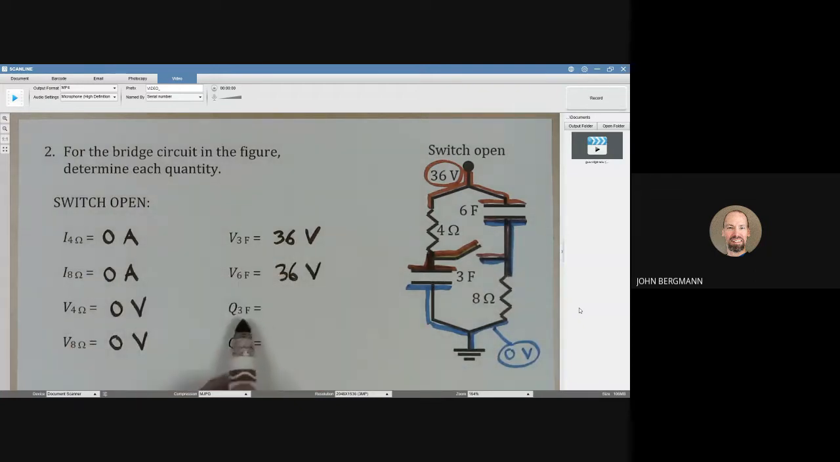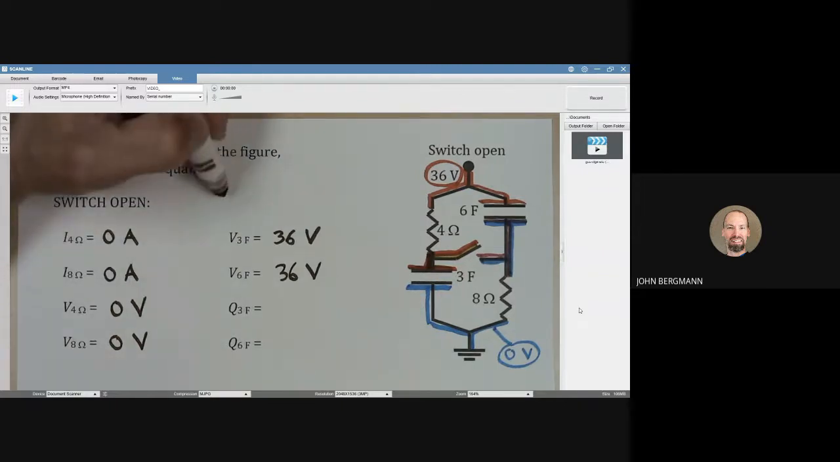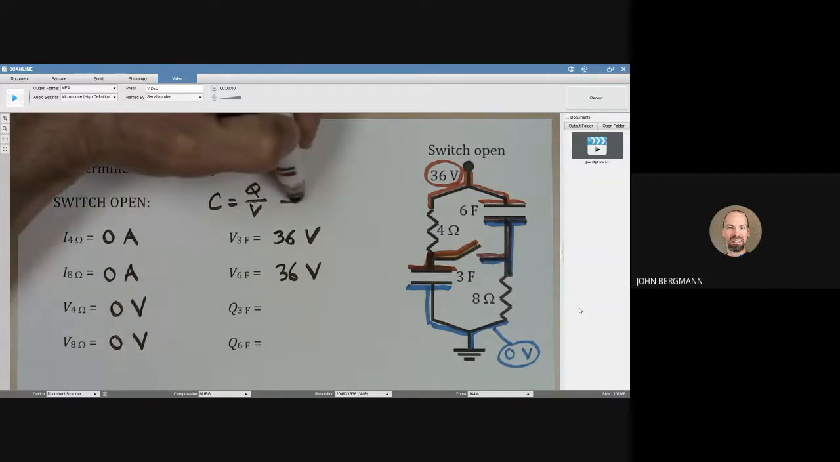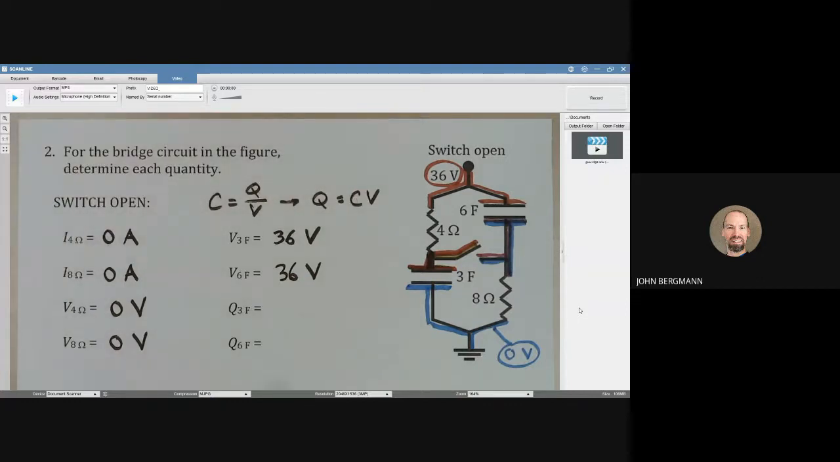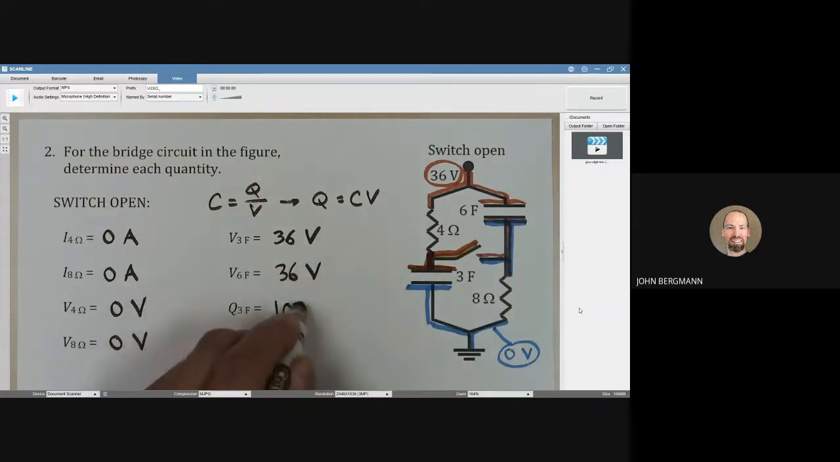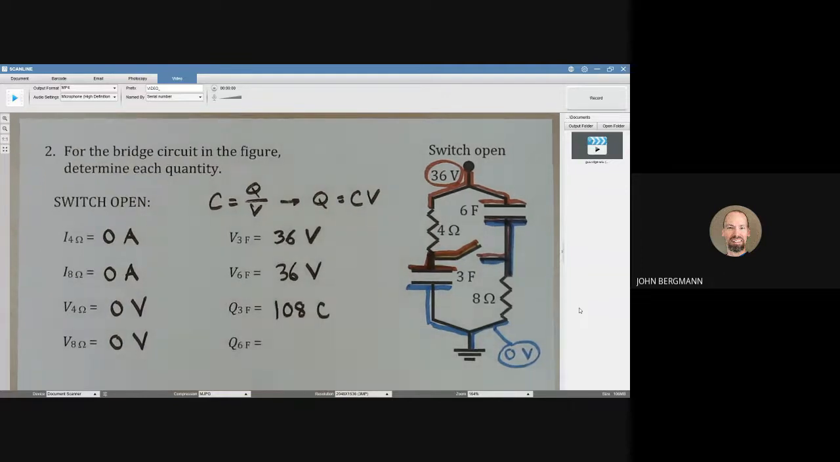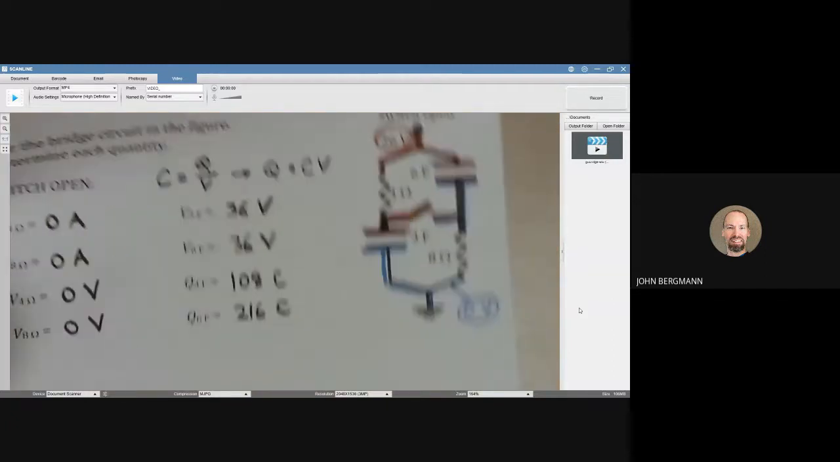Now, is there charge going to be stored in these capacitors? Absolutely there is. And how would we figure that out? What's the equation? Capacitance is charge over voltage. Therefore, charge is going to be capacitance times voltage. I'm thinking here capacitance of 3 times 36. I'm thinking that's going to be 108 coulombs. And then over here, I think we're going to have the capacitance of 6 times 36, which is 216 coulombs of charge. When the switch is open, that's what you've got.